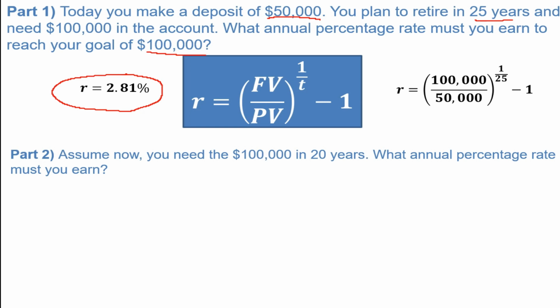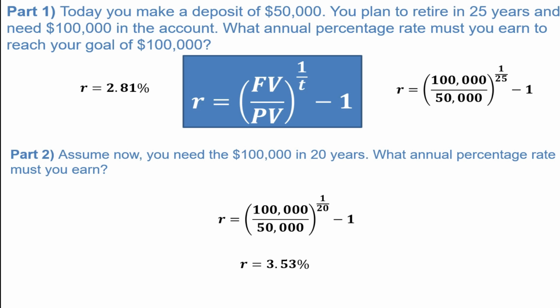Right away, you should think that the future value is going to stay the same. We still need the $100,000, so FV will stay constant. The amount that we deposit today is also going to stay constant at the $50,000, so we know the present value also stays the same. What changes is the variable t. We now need it quicker. We need it in 20 years instead of 25 years. So this is what you should have come up with.